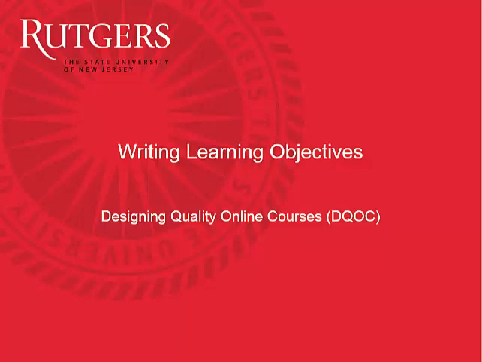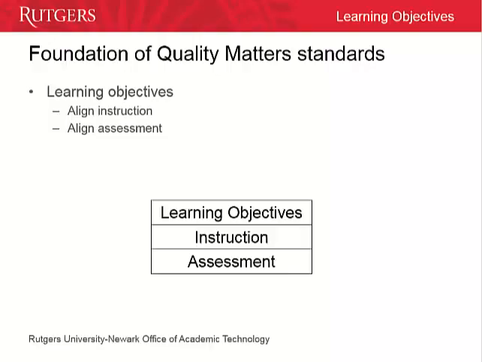In this video, we'll review how to write learning objectives and why they're so important with the QM rubric. Measurable learning objectives are the foundation of Quality Matters standards. Your learning objectives help you align your instruction and your assessment. Objectives that are clear and measurable help you to stay focused on your instructional goals and help you to be sure that you're assessing what you're actually teaching.